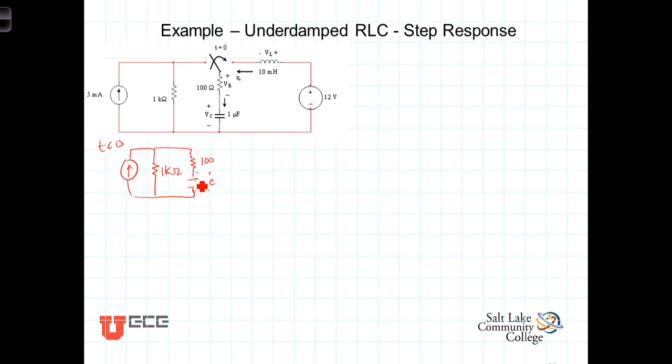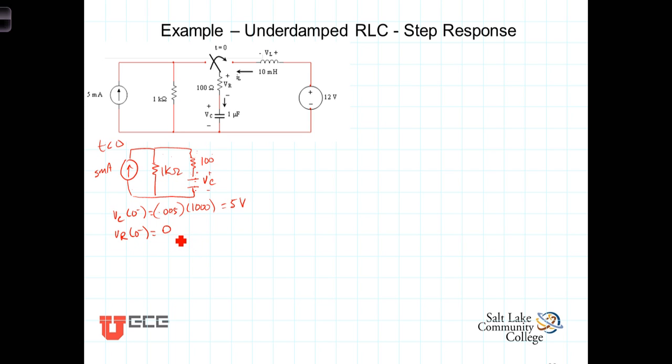And the capacitor then will charge up to whatever the voltage is across this resistor when all of the 5 milliamp current source is directing its current through that resistor. So V sub C at 0 minus then is going to equal 5 milliamps times 1 kilo ohm, which equals 5 volts. Now, the resistor, as we've already pointed out, has no current flowing through it, so V sub R at 0 minus will be 0 volts.